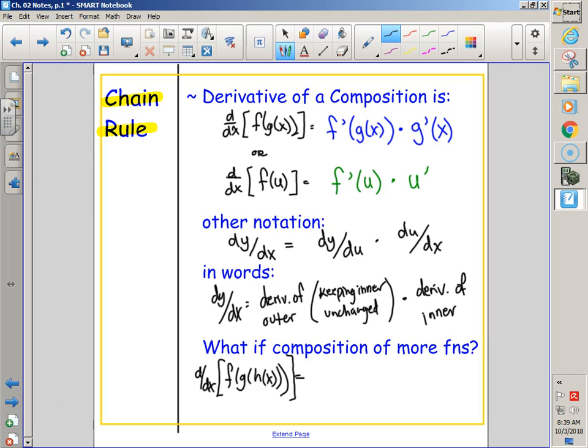Guys, use what you've done here to fill in this rule for me. I said it once today already, and you guys said it with me a couple times. Who's the first guy that gets derived? F. What happens to all the other guys? Remain unchanged. Stay the same.